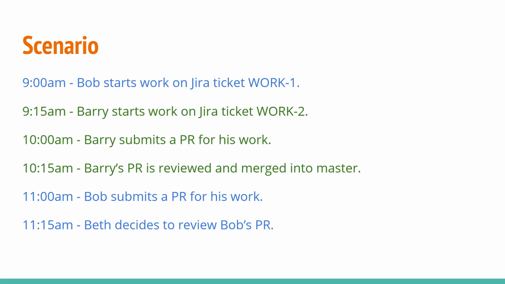A team of developers are working on the same Git repository. At 9 AM, Bob starts work on Jira ticket work 1, and 15 minutes later, Barry starts work on Jira ticket work 2. They both work on separate branches, as you would expect. At 10 AM, Barry submits a pull request for his work, and his work is quickly reviewed and merged into the master branch. At 11 AM, Bob submits a pull request for his work, and 15 minutes later, Beth reviews it.